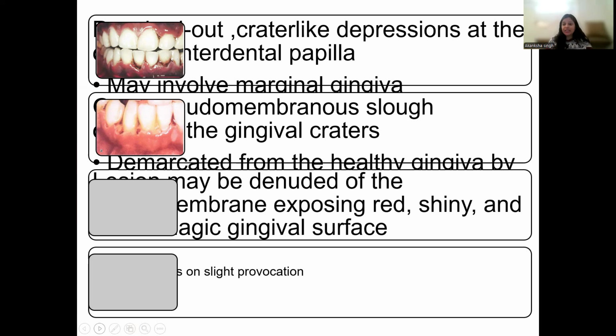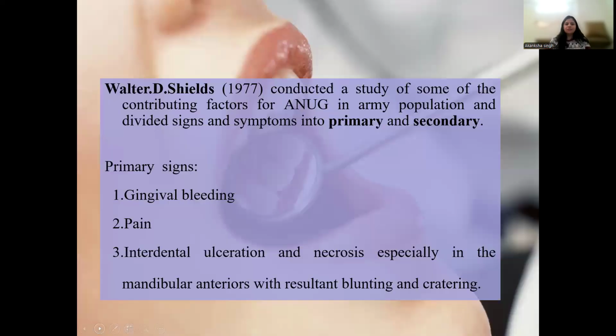And there might be bleeding on slight provocation. In 1977, there was also an author, Walter D. Shields. He conducted a study of some of the contributing factors of NUG in the army population, because one of the most common debilitating factors for this disease may be stress.